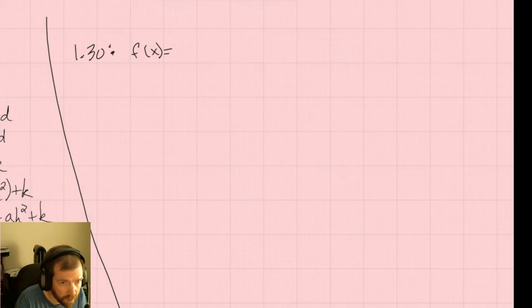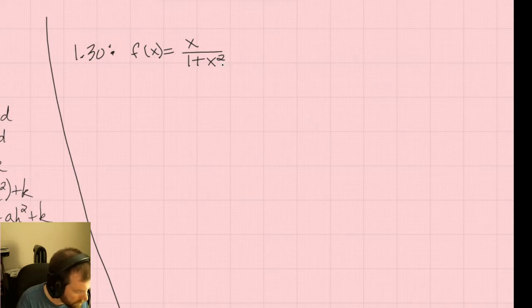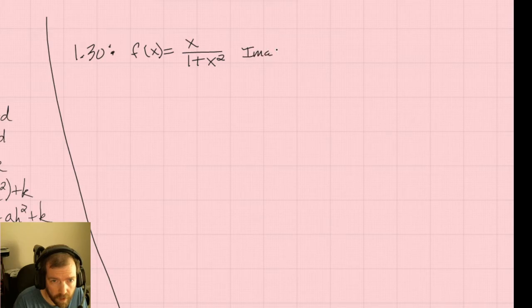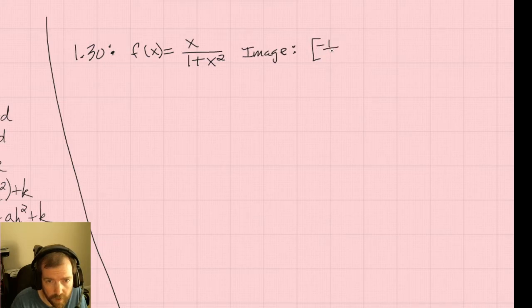Alright, example: for the function f defined from reals to reals by f of x equals x over 1 plus x squared, the image is the interval which goes from negative 1/2 to 1/2.